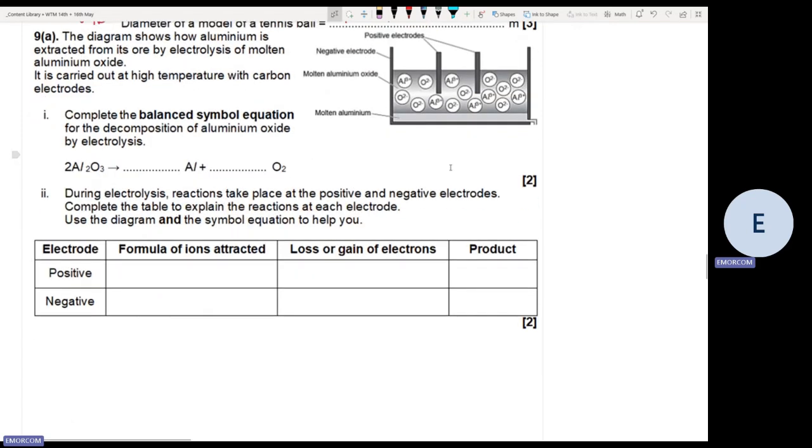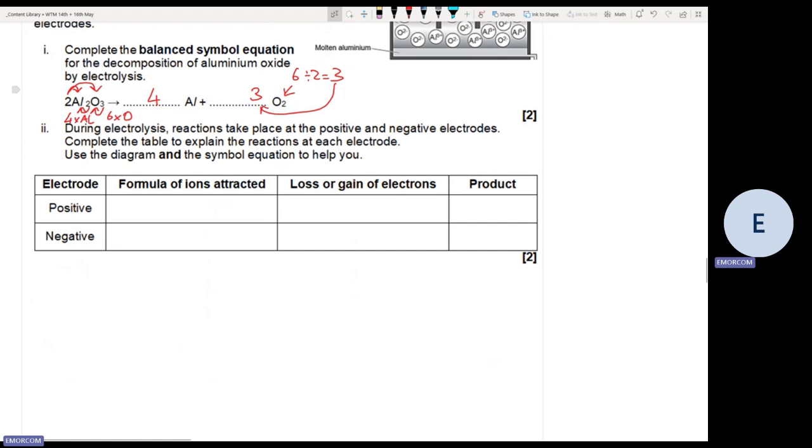So C3 balancing equations. We can see that we've got 2 lots of the aluminium oxide, and we've got those numbers there. So I've got 4 lots of aluminium, so I can put a 4 in front of my Al, and I've got 6 lots of oxygen, and so I need to do 6 divided by 2 equals 3, and that can go in this gap here to make it balanced.